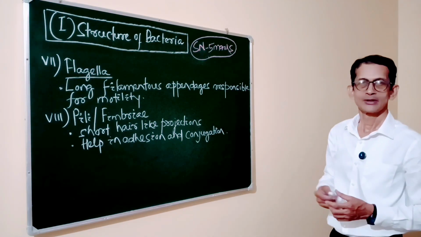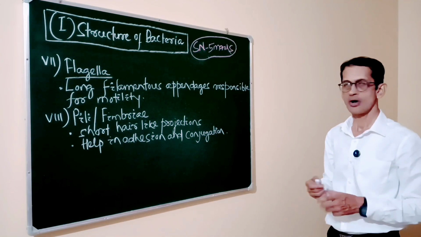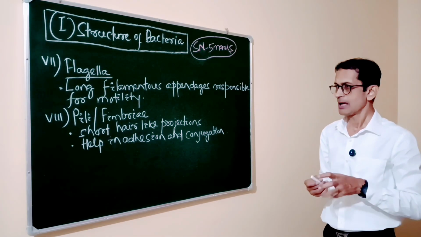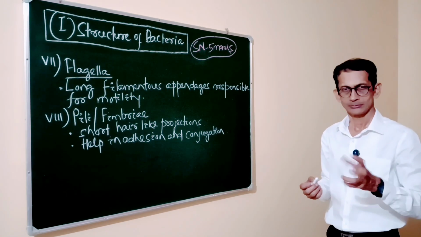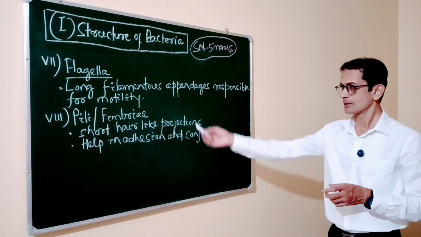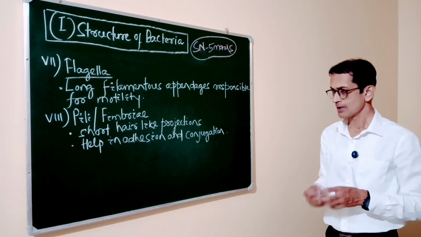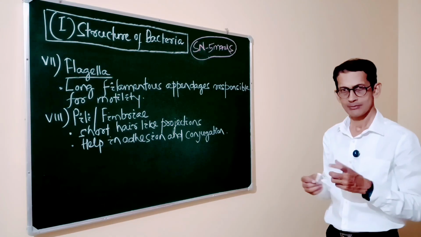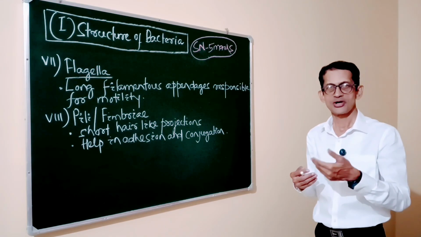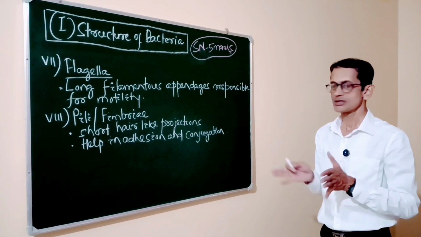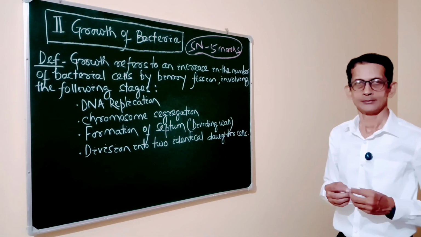Next, flagella, long filamentous appendages responsible for motility, movement. And next is pili, the plural of pilus, also known as fimbriae, short hair-like projections, and they help in adhesion to stick and conjugation, transfer of genetic materials. So this is all about the structure of bacteria.